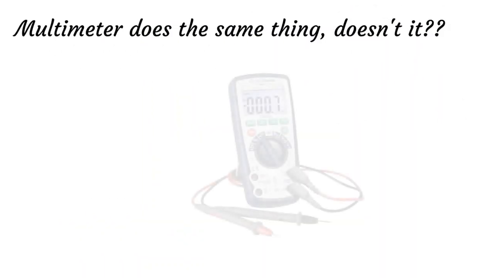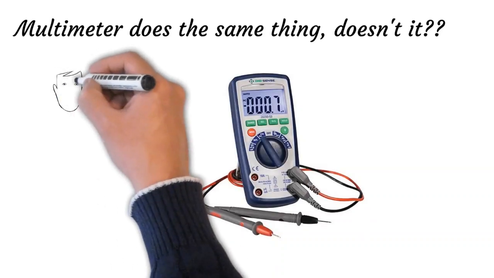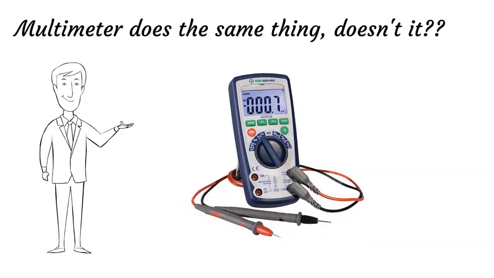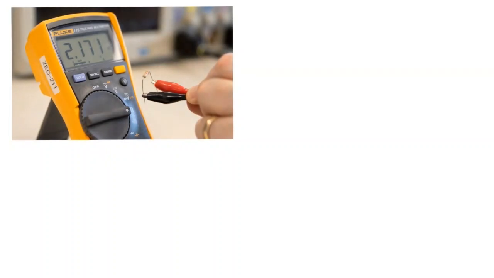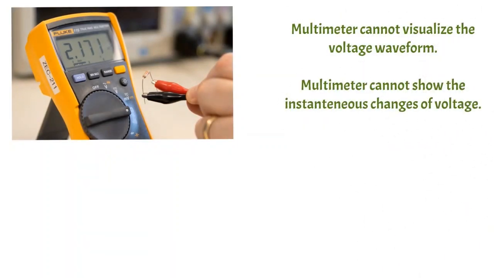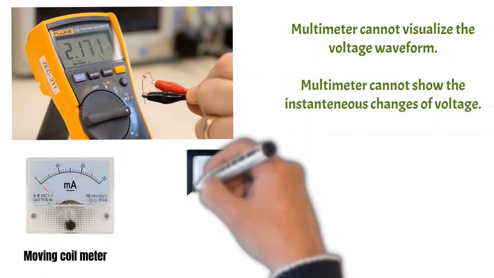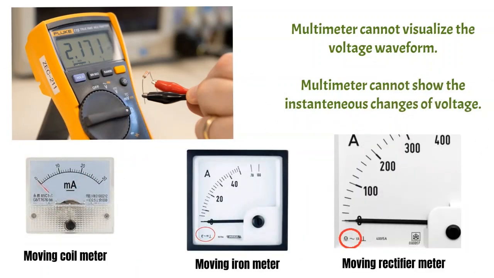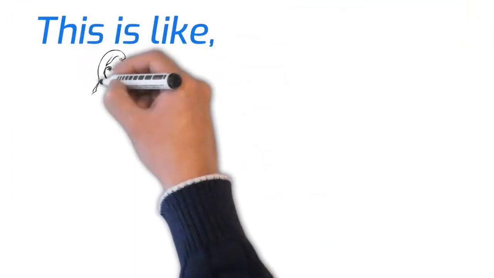So the multimeter also does the same thing, doesn't it? Why do we want an oscilloscope? Yes, a multimeter can also measure the voltages, currents, frequencies, etc. But we can't visualize or display the voltage waveforms. Besides, we can't observe the instantaneous changes of a voltage or current signal over time using a multimeter or any other analog meters like moving coil, moving iron, or moving rectifier meters.